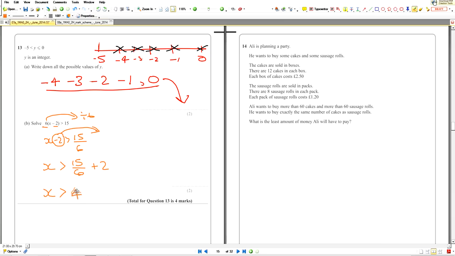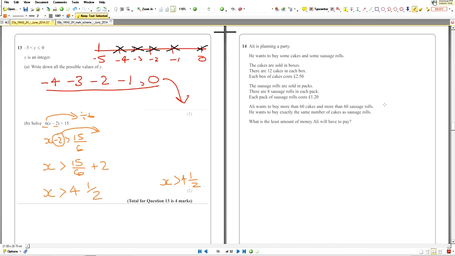Or if you leave it the old-fashioned way, 4.5. So that would actually be the answer. X is greater than 4.5. And that is the answer. Okay, are we happy with that, folks? Move on to the next question.